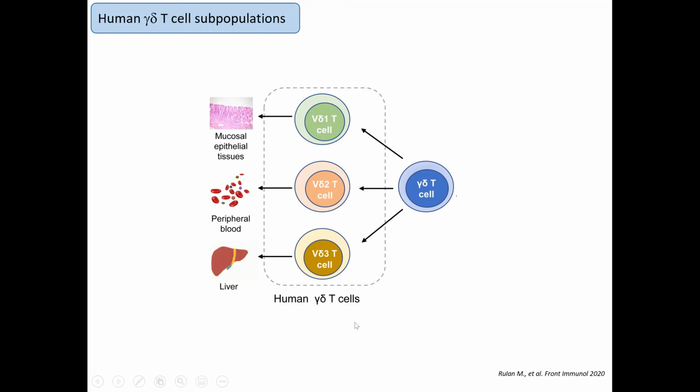There are more than these three, but the most characterized are these three: VD1 T cells, which are mostly located in the mucosa, VD2 T cells, which are mostly in peripheral blood and lymph node, and VD3 cells, mostly in the liver. And within VD2 T cells, we can also find several different subpopulations, which adds to their complexity. For today's talk, we're going to be focused on these VD2 T cells, which are the best known. We know their specific antigen and most about their immunobiology.